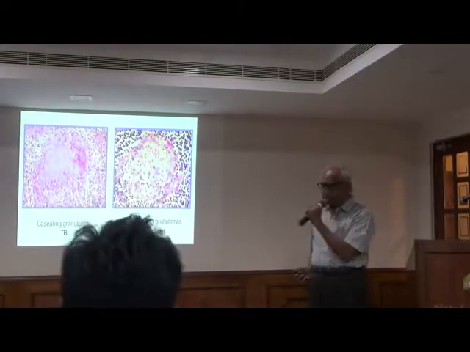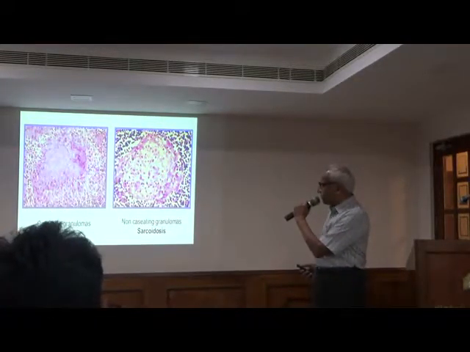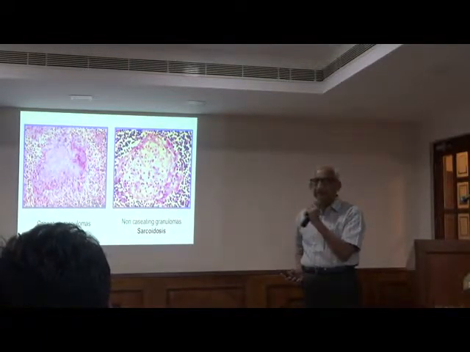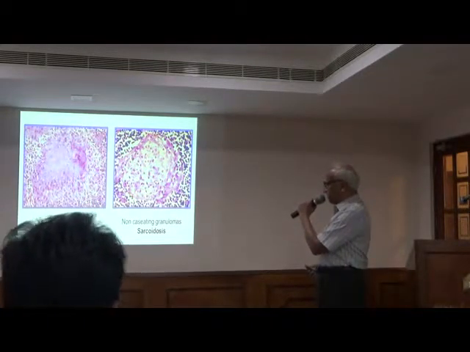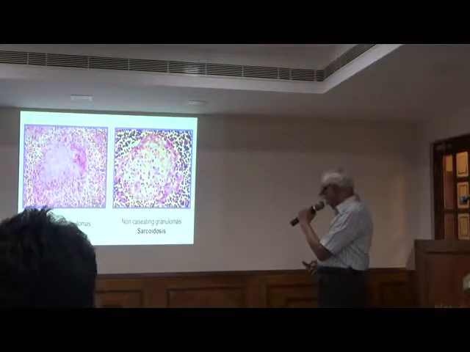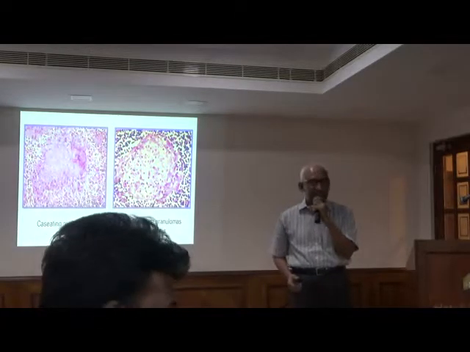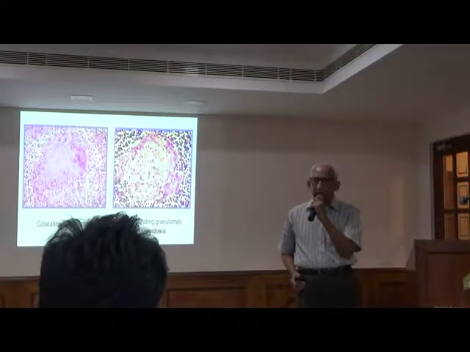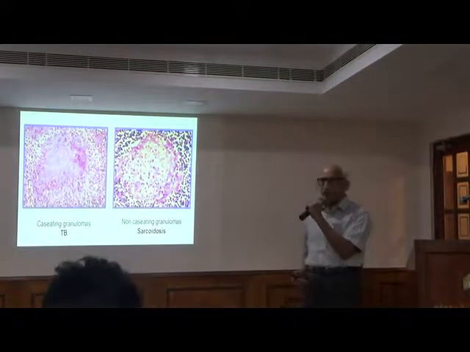This is just to show the difference between the granulomas of tuberculosis and sarcoidosis. This is not from this patient, this is from the textbook. In tuberculosis, the granuloma is a caseating one. Caseation, as we all know, means cheese-like. In a tuberculosis granuloma, to the naked eye, this looks like a piece of cheese with multiple folds in it. That's why it's called caseation.